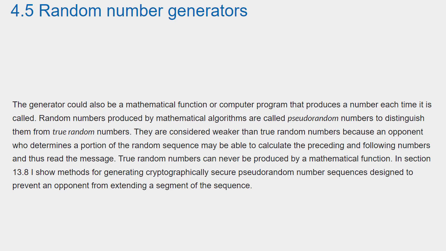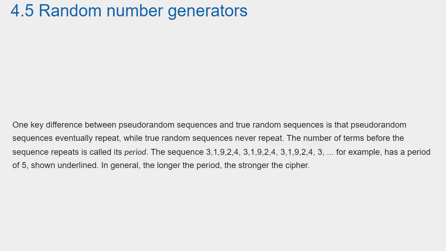Random numbers produced by mathematical algorithms are called pseudo-random numbers to distinguish them from true random numbers. They are considered weaker than true random numbers because an opponent who determines a portion of the random sequence may be able to calculate the preceding and following numbers and thus read the message. True random numbers can never be produced by a mathematical function. In section 13.8, I show methods for generating cryptographically secure pseudo-random number sequences designed to prevent an opponent from extending a segment of the sequence.